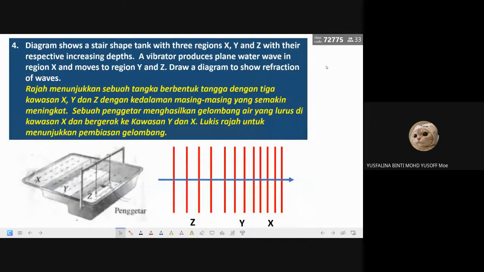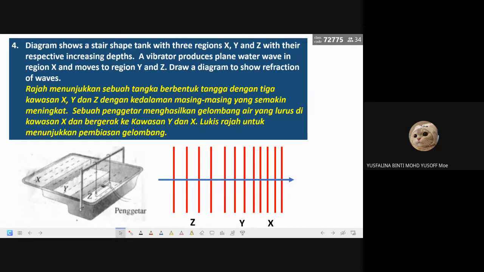For number 4, it says here a diagram shows a star-shaped tank with 3 regions, X, Y, and Z, with their respective increasing depth. A vibrator produces a plane water wave in region X and moves to regions Y and Z. Draw a diagram to show the refraction of wave, starting, let's say, from Z.